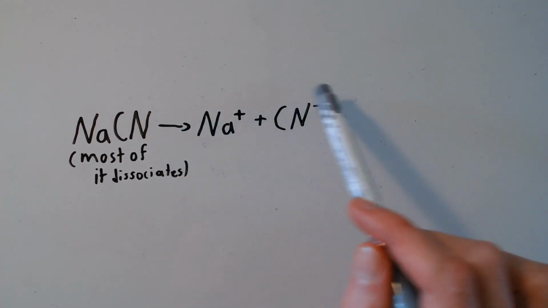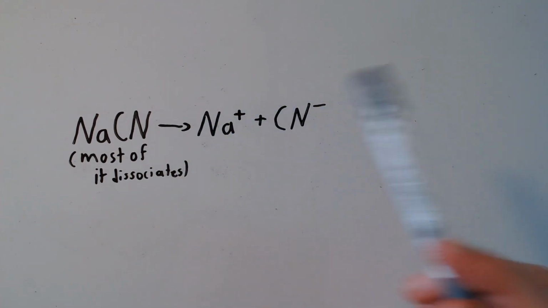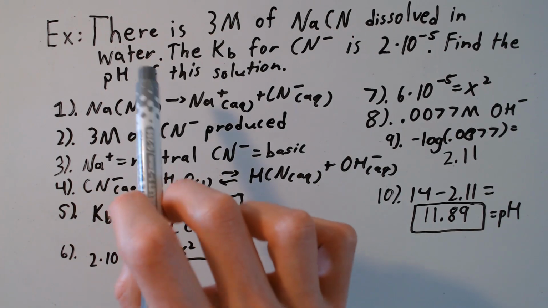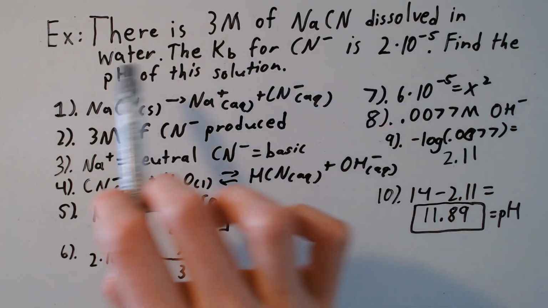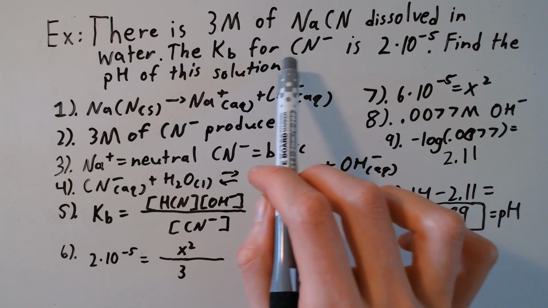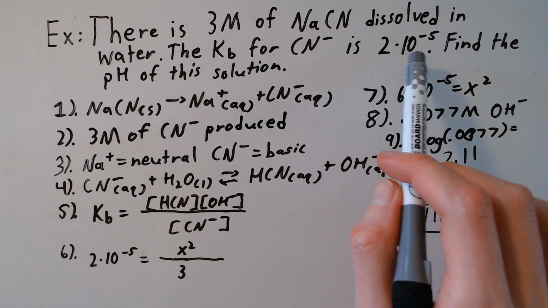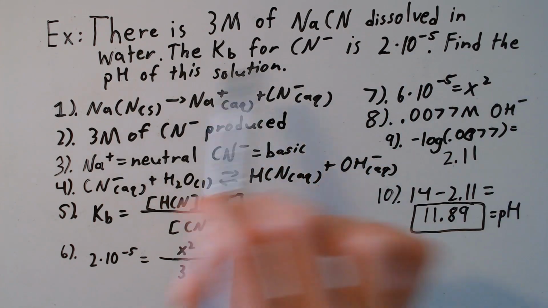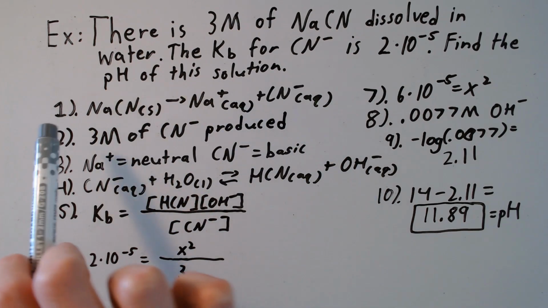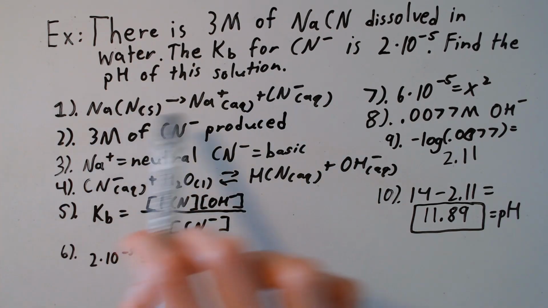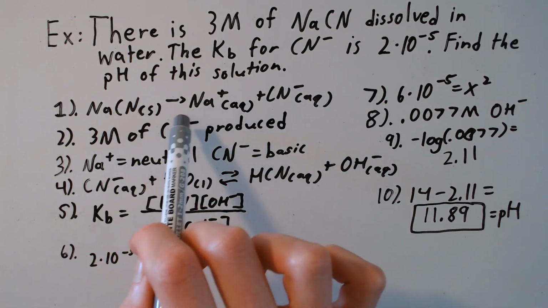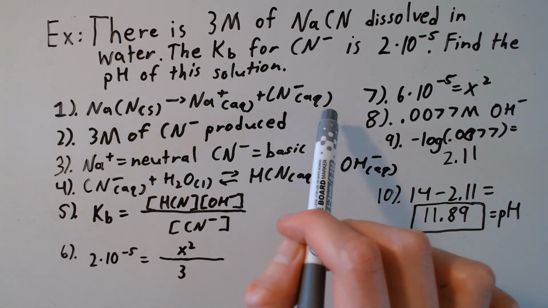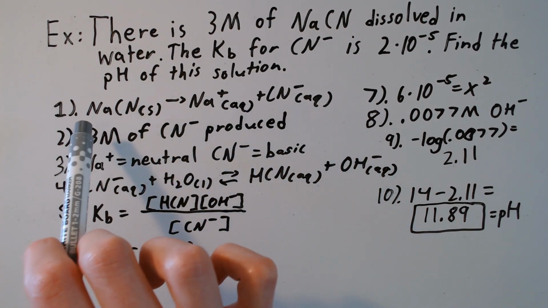All we have to do is then see how these ions make the solutions basic or acidic. So let's say that we have 3 molar of NaCN, the salt, dissolved in water. The Kb for CN- is 2 times 10 to the negative fifth, and we need to find the pH of this solution. So our first step would be to know what is happening when NaCN dissolves. The NaCN dissociates into the Na+ ion and the CN- ion. And this dissociation is essentially complete.